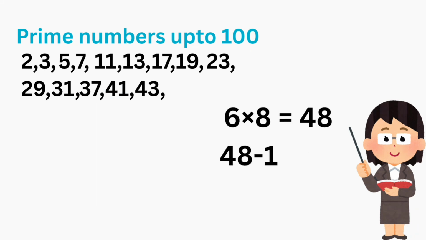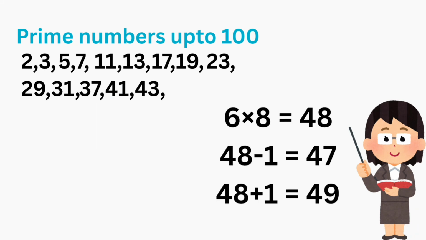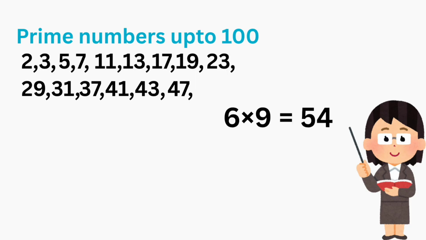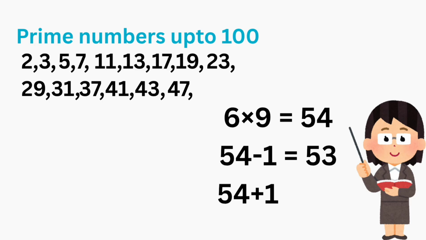6 eights are 48, 48 minus 1 is 47 and plus 1 is 49. Here 49 is divisible by 7, so 47 is the only prime number. 6 nines are 54, 54 minus 1 is 53 and plus 1 is 55. So again 55 is divisible by 5, so 53 is the only prime number.